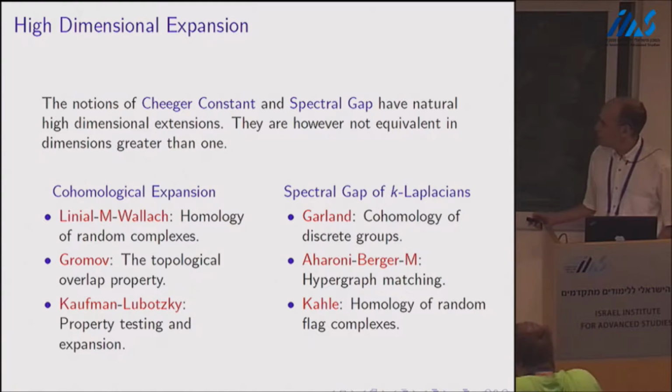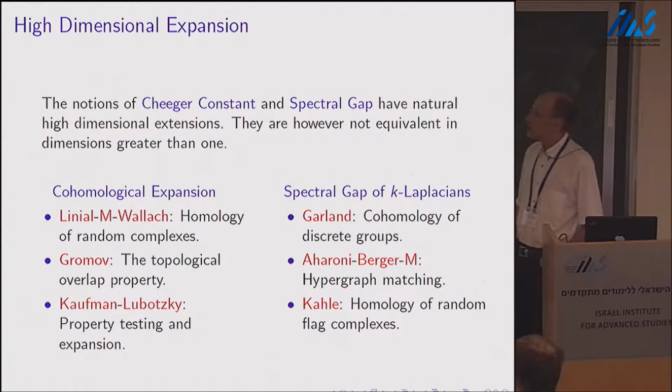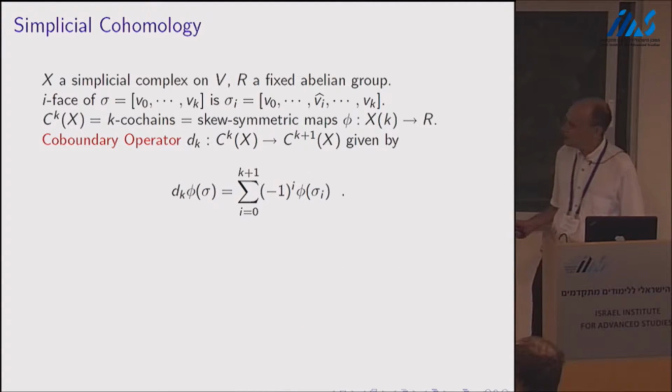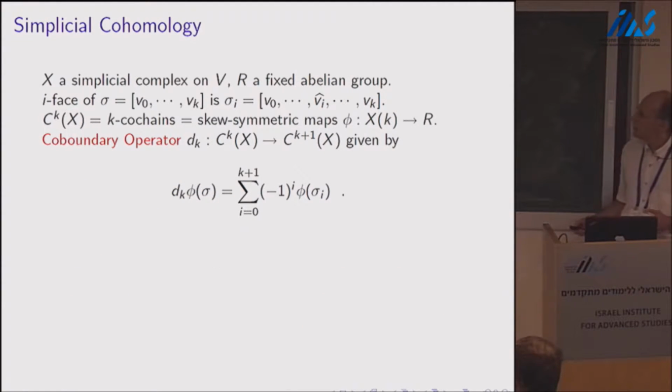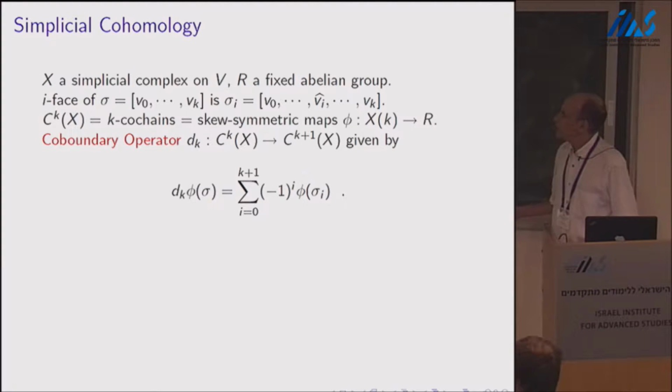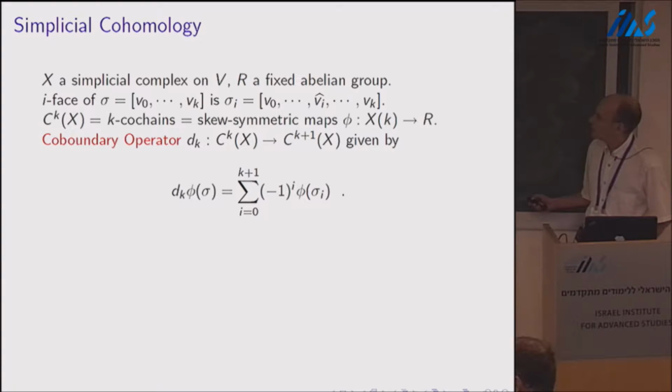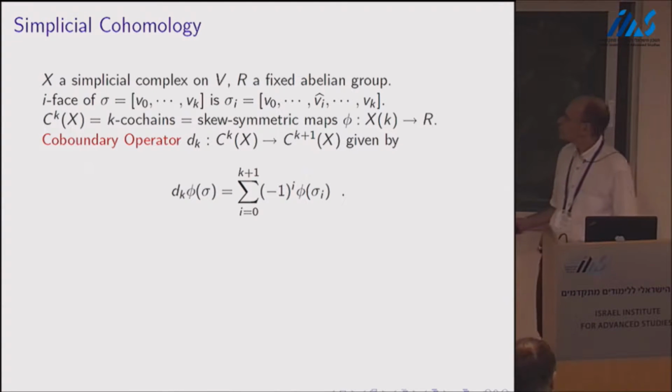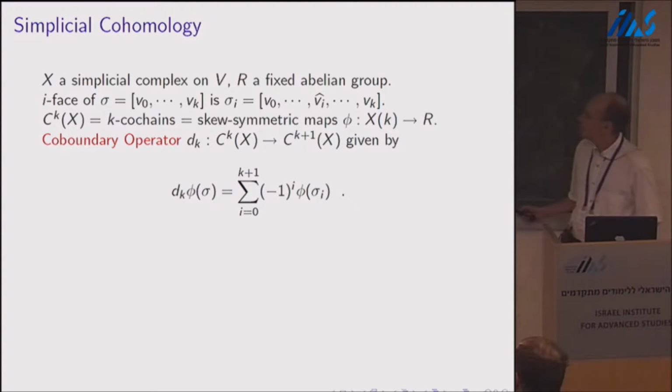But we'll be mostly interested in cohomological expansion, so let me just define this cohomological expansion. It will be defined in terms of simplicial cohomology, so let me just recall the notation. We'll have a simplicial complex on V, some finite vertex set, and if we have a simplex V0 to Vk, we denote by sigma I just the simplex with the vertex I deleted. The Ck will be the skew-symmetric maps on the K simplices.